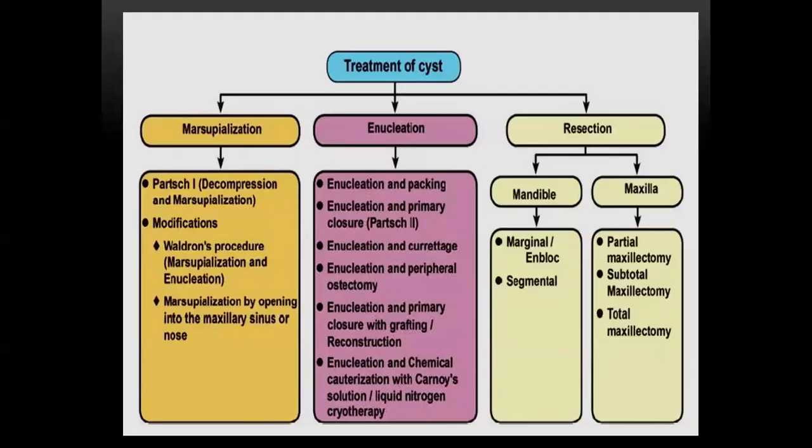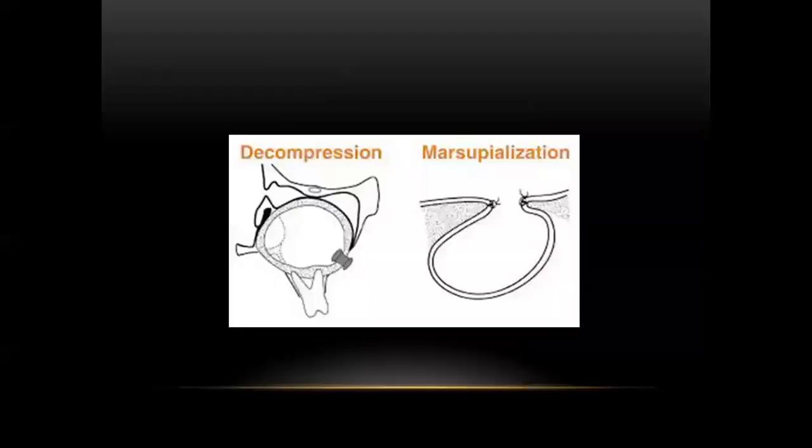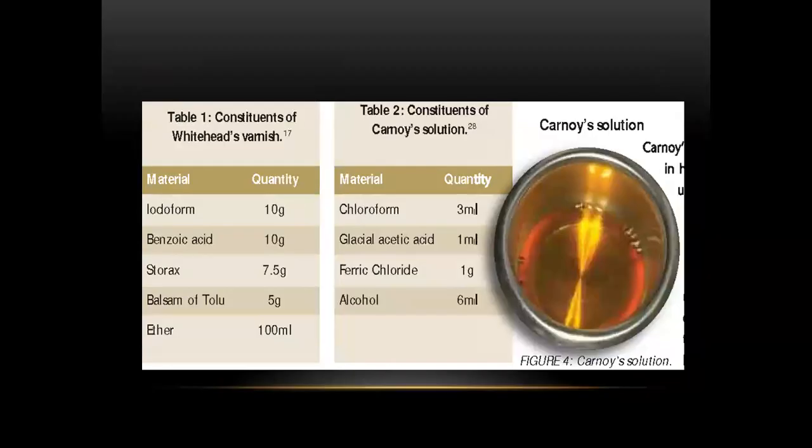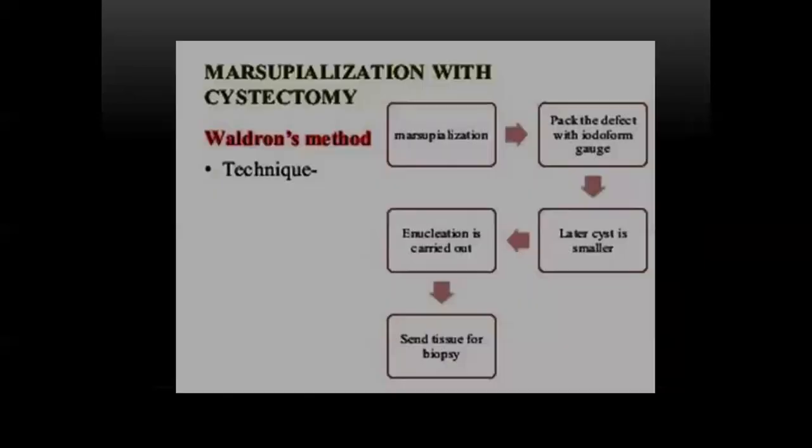Or else you can do enucleation with grafting, or enucleation with chemical cauterization using Carnoy solution, which is the most commonly used solution. One has to know the composition of Carnoy solution. It includes chloroform 3 ml, glacial acetic acid 1 ml, ferric chloride 1 gram, alcohol 6 ml. The recently modified Carnoy solution does not include chloroform due to its carcinogenic effects, so the modified Carnoy solution constitutes glacial acetic acid, ferric chloride, and alcohol.